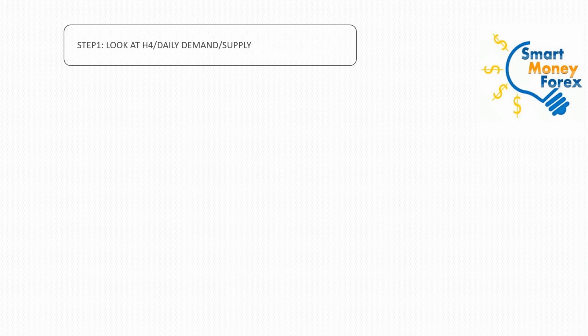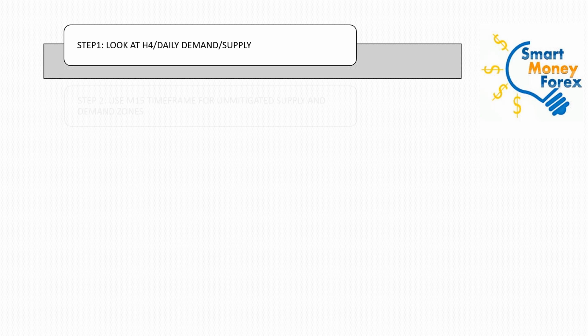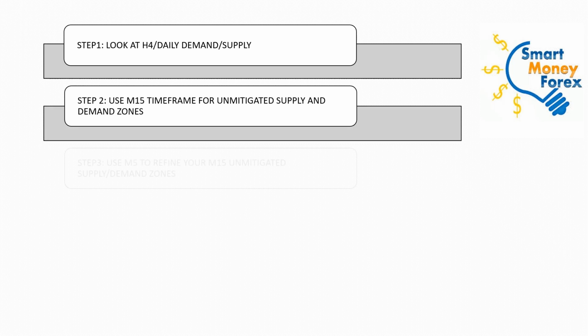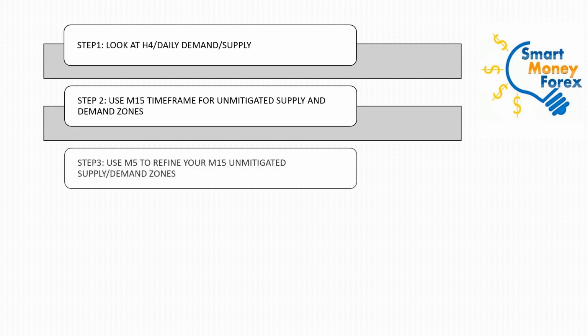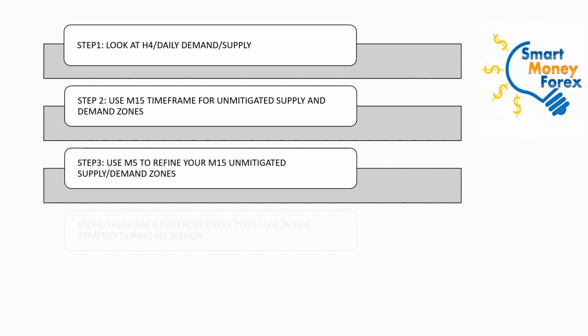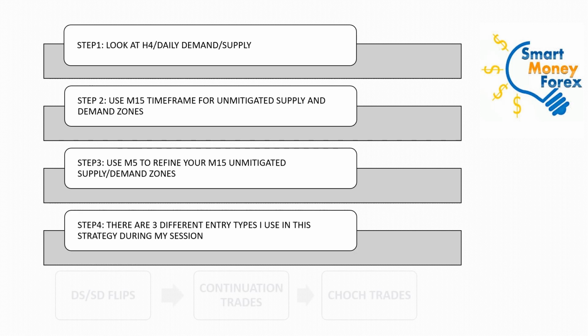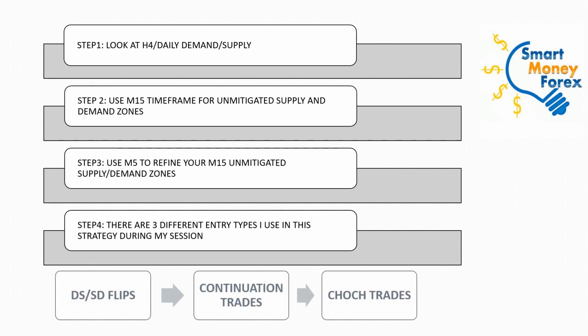Dear subscribers, I want to introduce you to the smart money trading strategy, which consists of 4 main steps. In step 1, we look at the H4 daily demand supply. In step 2, we use the M15 time frame to identify unmitigated supply and demand zones. Step 3 involves refining the unmitigated supply-demand zones using the M5 time frame. Finally, in step 4, we use 3 different entry types during our trading session. I hope this smart money strategy will be useful for your trading endeavors.